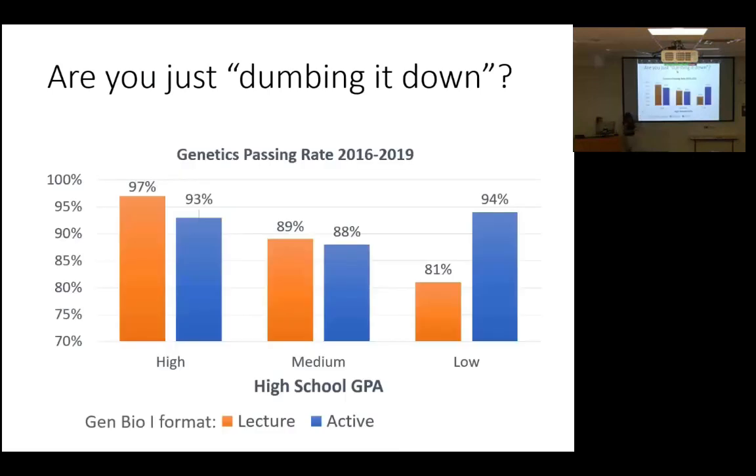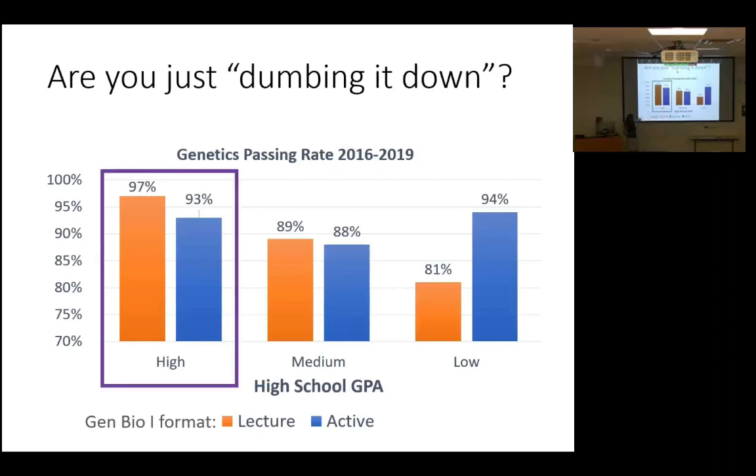And this is data from genetics, the passing rates of students taking genetics between 2016 and 2019. Now, it's 2020 and COVID, and I still don't know how to deal with that. So up to 2019. But now this is looking at what section of Gen Bio they took and how they did in genetics, also separated by the GPA that they got in high school.